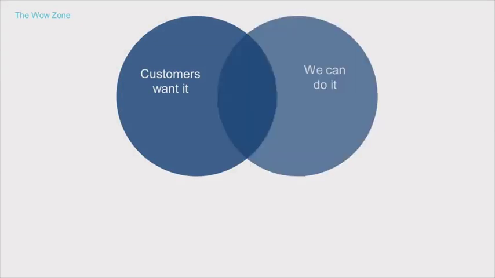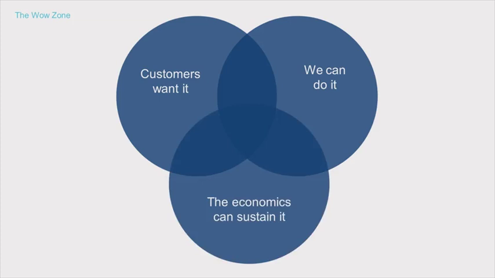Then we have the execution wow. It fits with our capabilities as an organization to create it, or if not, we know we can find partners to help. And finally, we have financially the business model wow. It can help us to meet our financial objectives. And we'll determine whether or not any new idea meets our test of the wow zone through a process of experimentation.